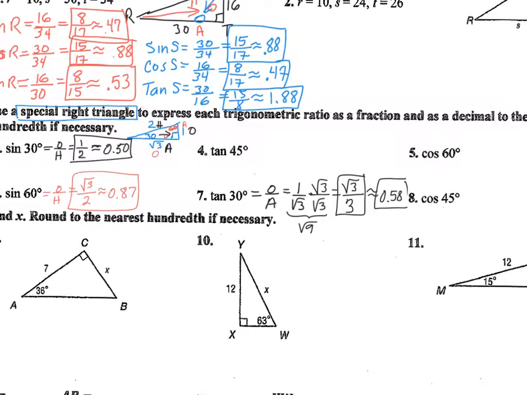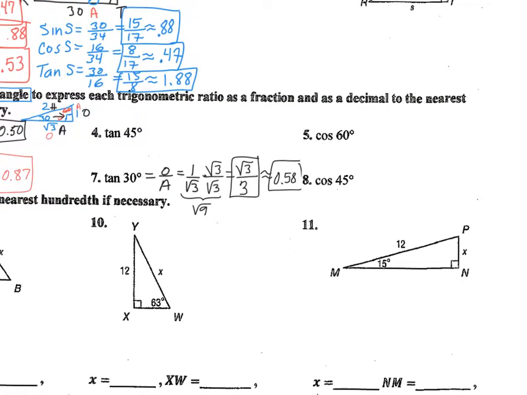And now working with a 60-degree angle, problem number 5. They want cosine of 60. So cosine of 60, well, the adjacent side to 60 is what? Is 1. And the hypotenuse is 2. So that is just 0.5.